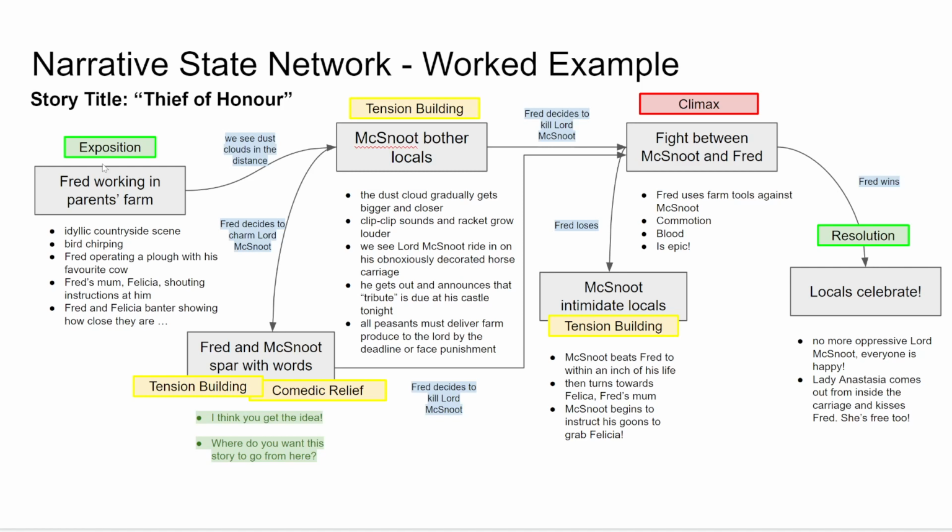this example. But if we have a look through these branches, let's look at all the pathways. So we have the original pathway: exposition, tension building, climax, and then resolution. But then the other pathways, we also have exposition, tension building, some comedy, and then finally we go to climax and then resolution.